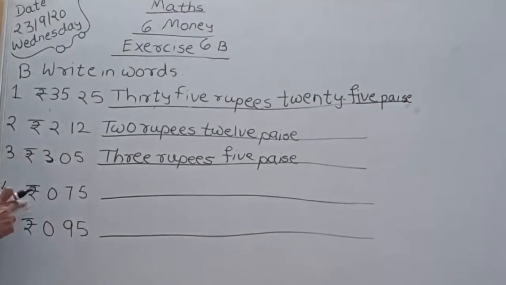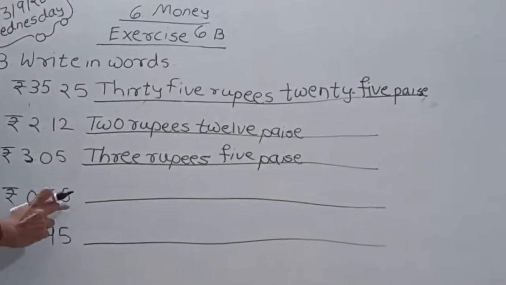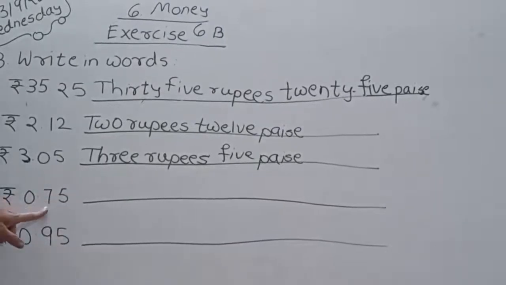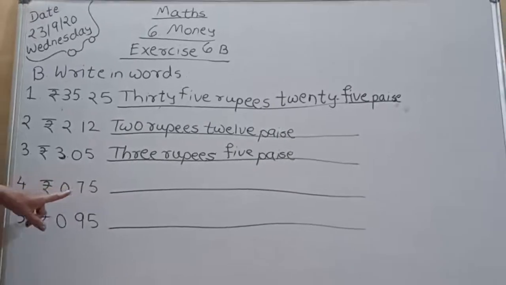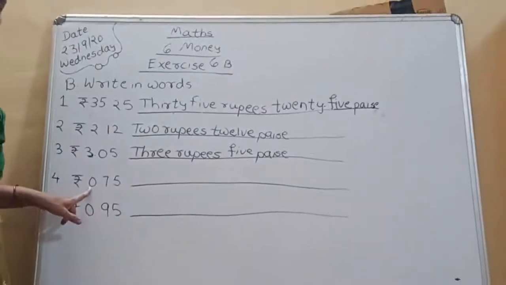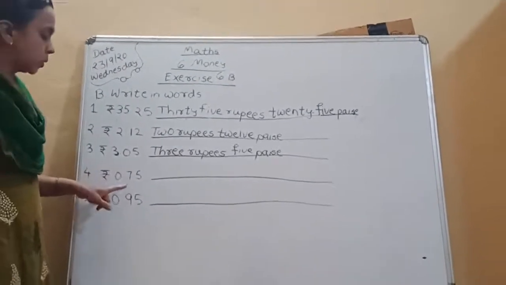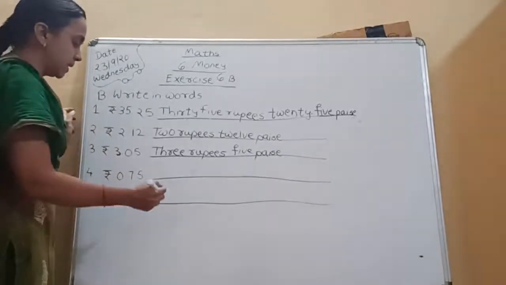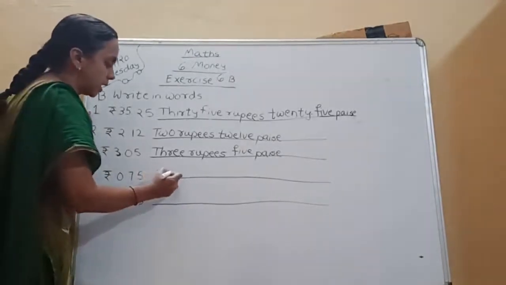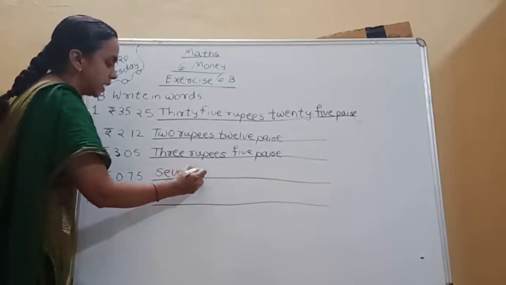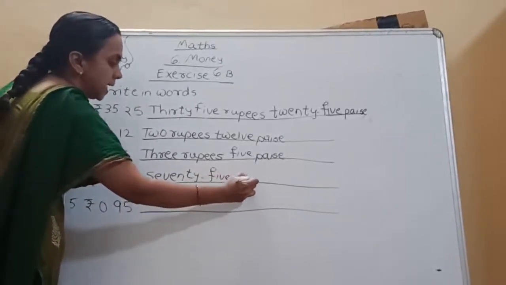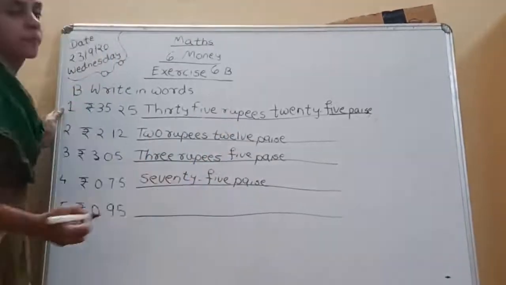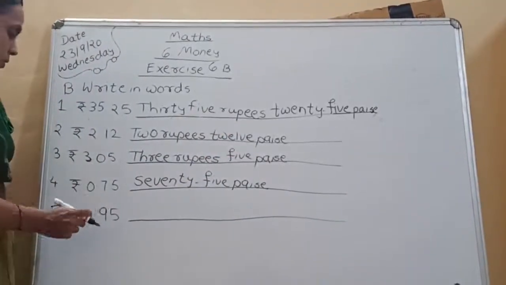Then fourth example is rupees 0.75. Rupees 0.75 means what? Only 75 paise. Because see, 0 means rupees is not given. Only 75 paise is given. So how we can write? We can write here 75 paise. Okay, so like this you have to write down.